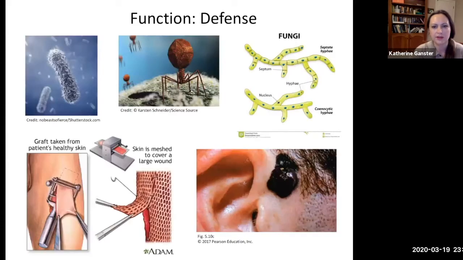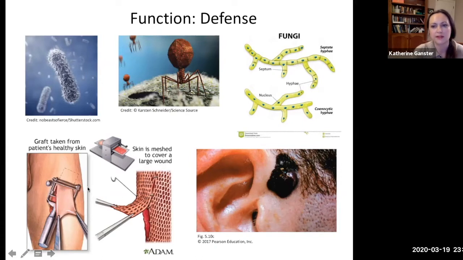The main function here is for defense. So we can have defense against bacteria, which is what you're looking at in this picture here, defense against a virus, defense against fungi. You can even have defense against cancer cells, as with this melanoma here, or defense against something that you might not want defense against, like a skin graft.